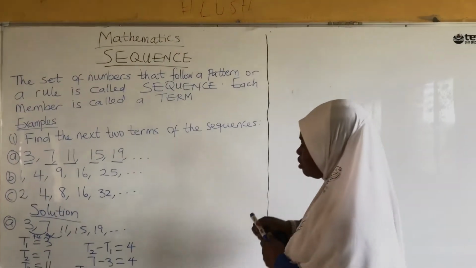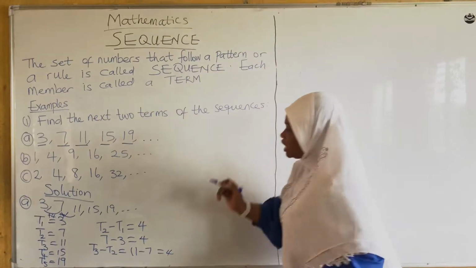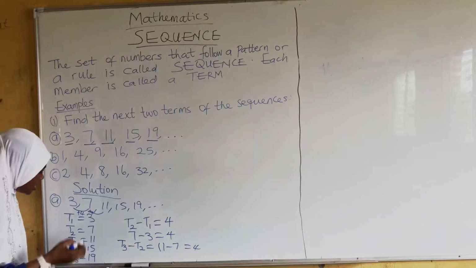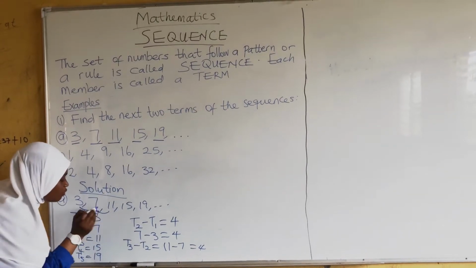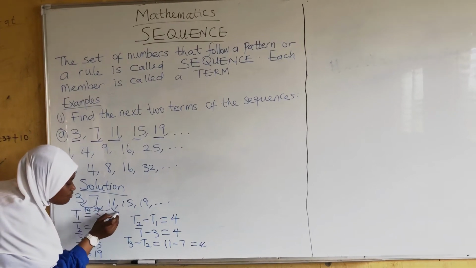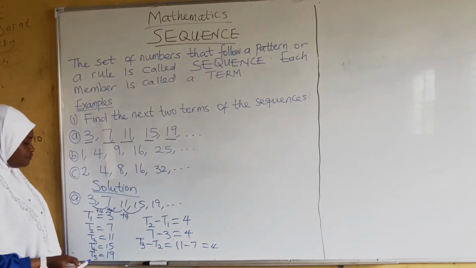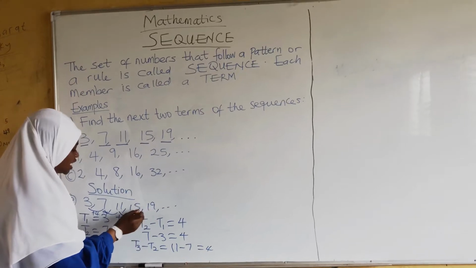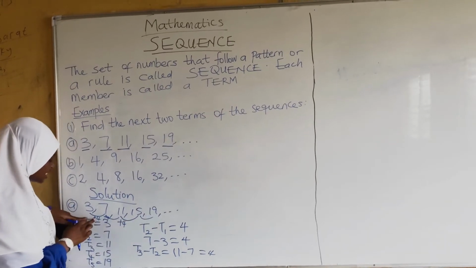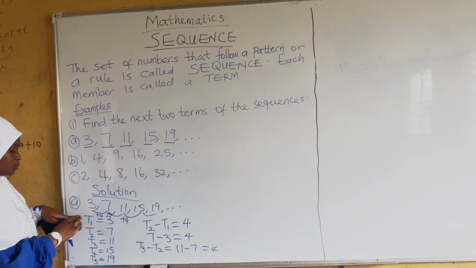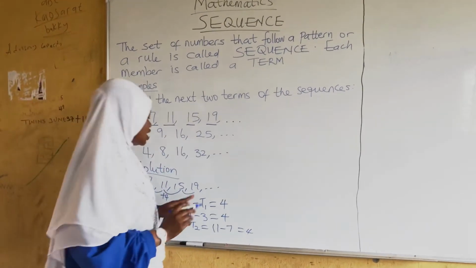For the fifth term, there's no need for you to do this again. You can just say, okay, what if I add 4 to this one again? Will it give me 15? Yes, 11 plus 4 gives us 15. So this is the rule that connects them together. The rule is addition for this particular sequence.